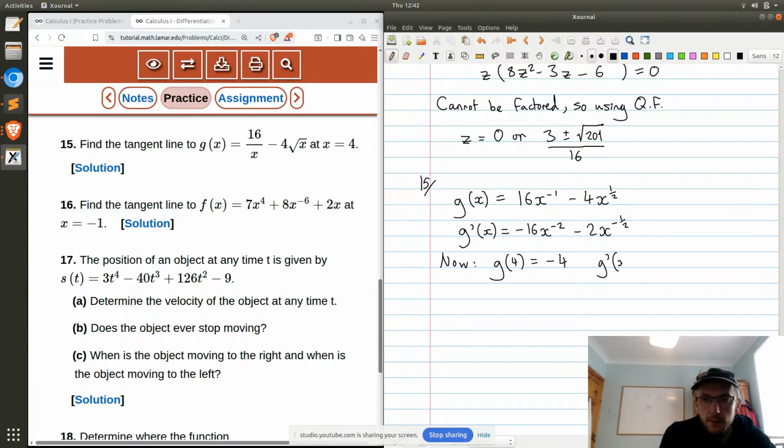Then here, g prime of 4. Okay, that'll give me minus 1 right there for the first term. And then square root of 4, which is 2, but the reciprocal of that, please, which is a half. And what's minus 2 times a half? That would be minus 1. So we get minus 2.